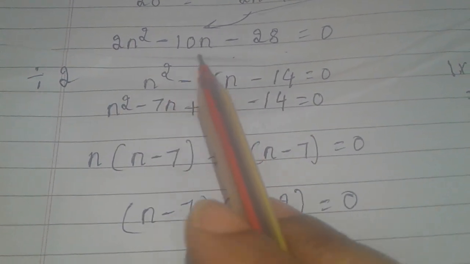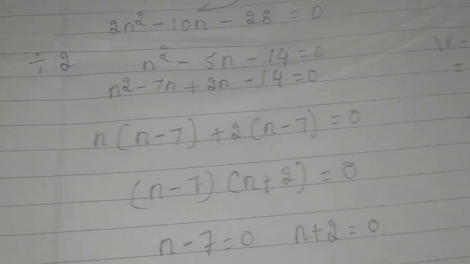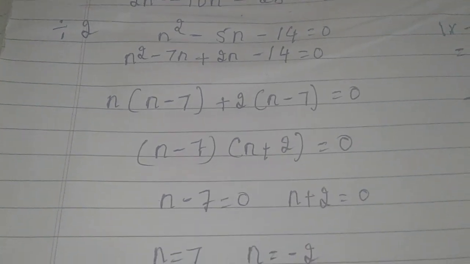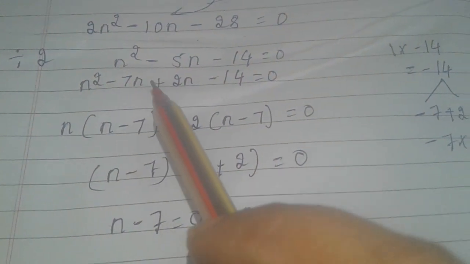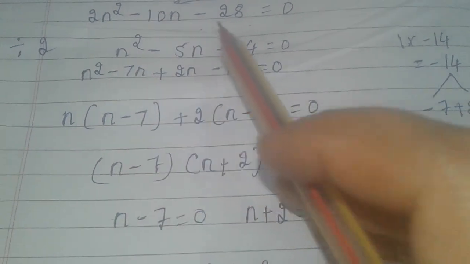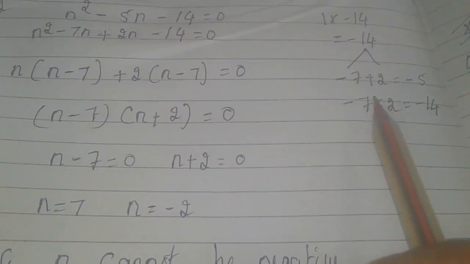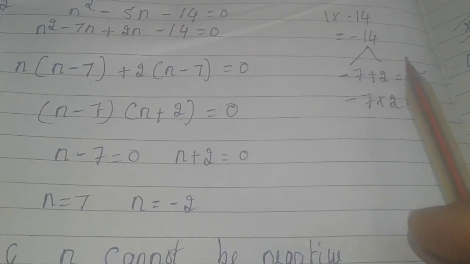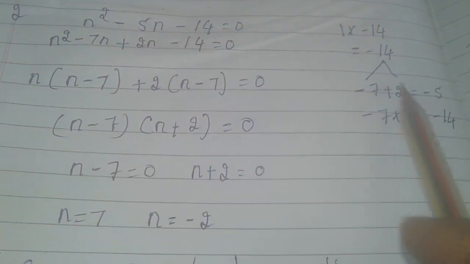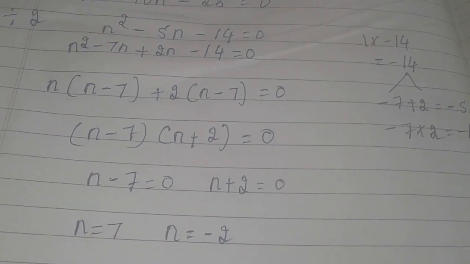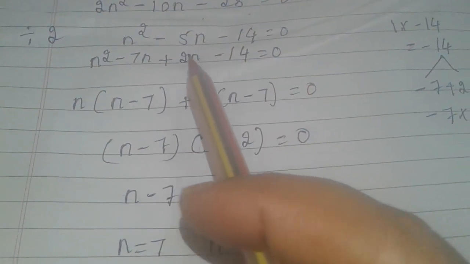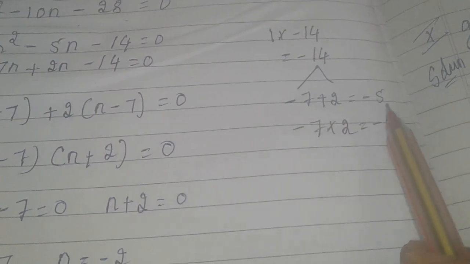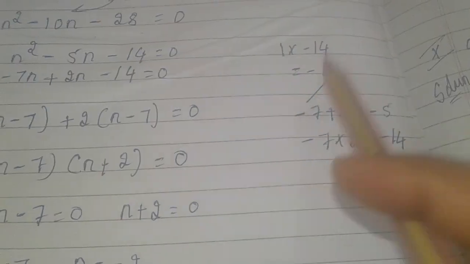Now you can see I can divide this whole equation by 2. So when I divide, I will get n square minus 5n minus 14. Now again you can do the factorization method. 1 into minus 14 is minus 14. Think about the factors of 14. 7 twos are 14, as you know, and 7 minus 2 is what? 5, plus 5, but I need minus 5. So keep minus for 7. Minus 7 plus 2 is minus 5. Minus 7 into 2 is minus 14.